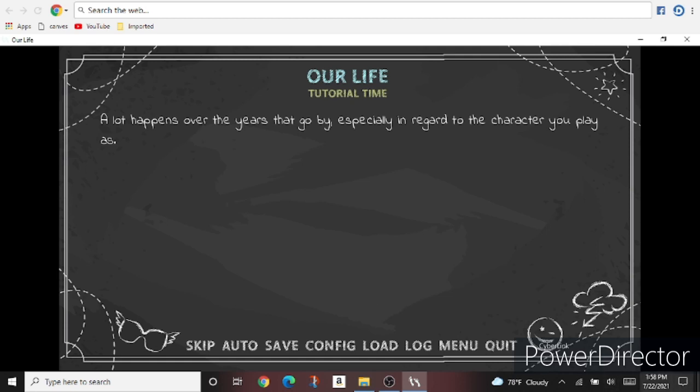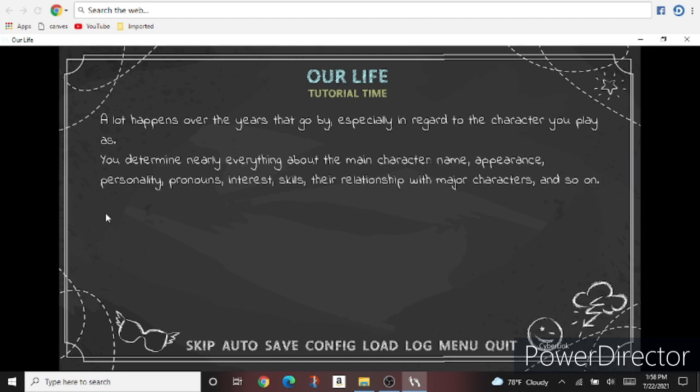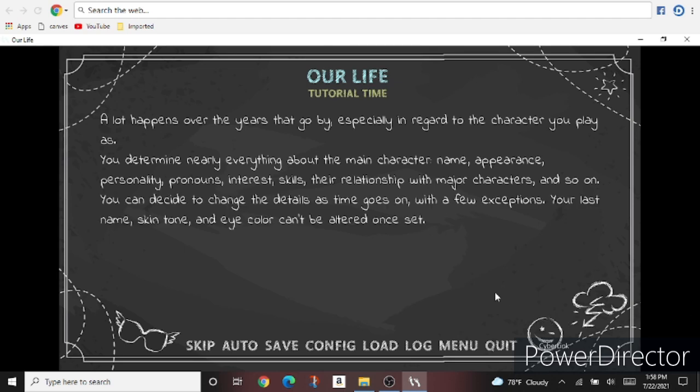It is currently 1:58 on the 22nd of July. A lot happens over the years that go by, especially in regards to the characters you play as. You determine nearly everything about the main character: name, appearance, personality, pronouns, interests, skills, the relationship with major characters, and so on. You can decide to change the details as time goes on, with a few exceptions. Your last name, skin tone, and eye color can't be altered once set.